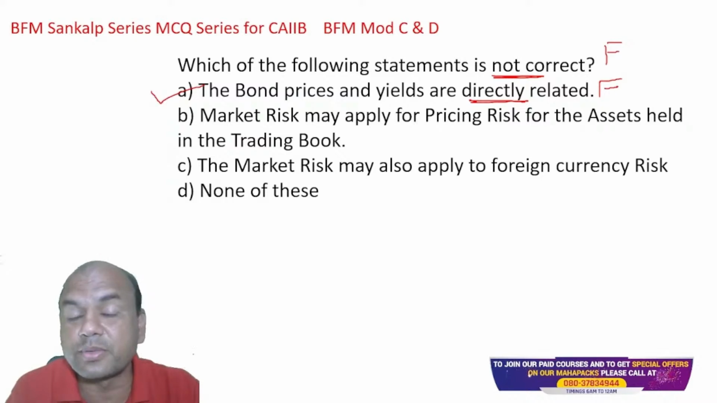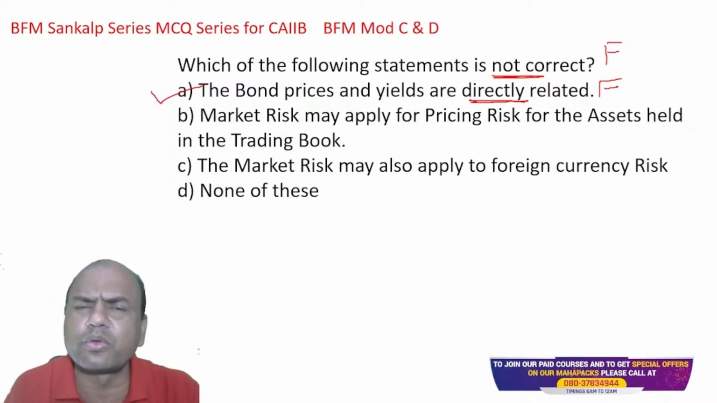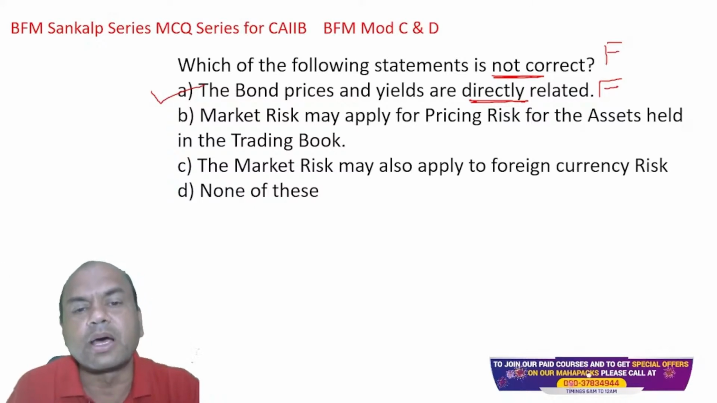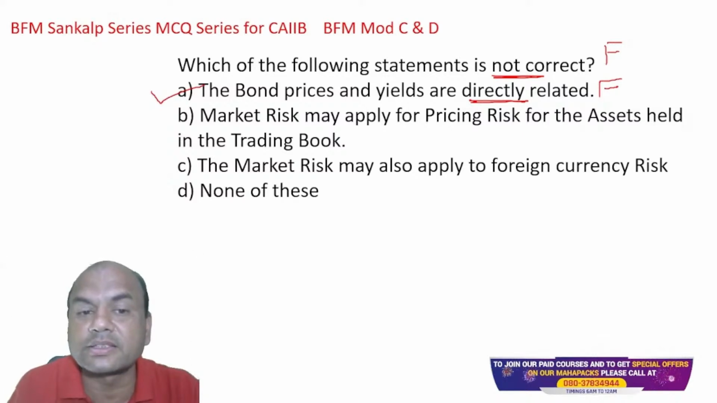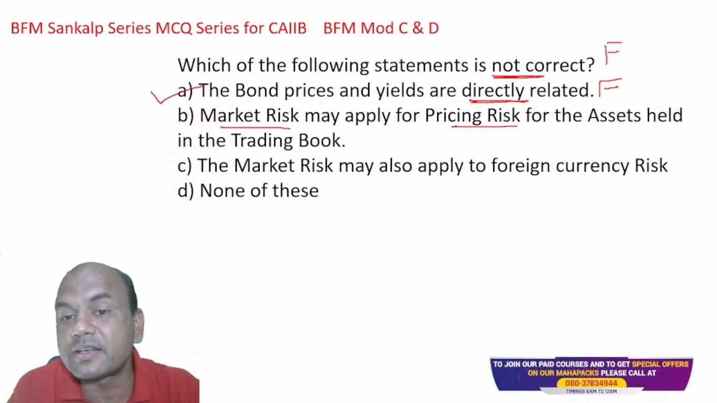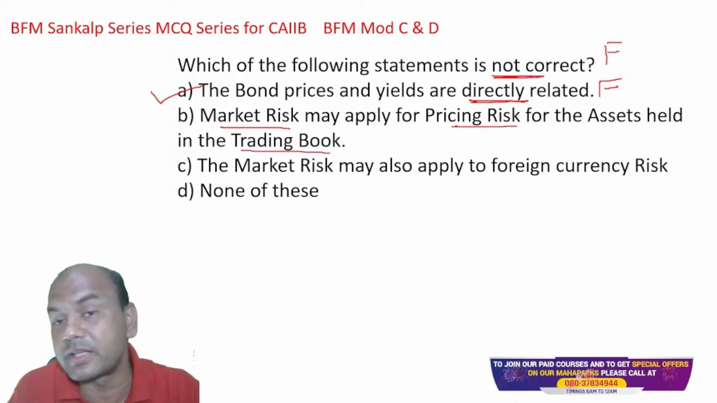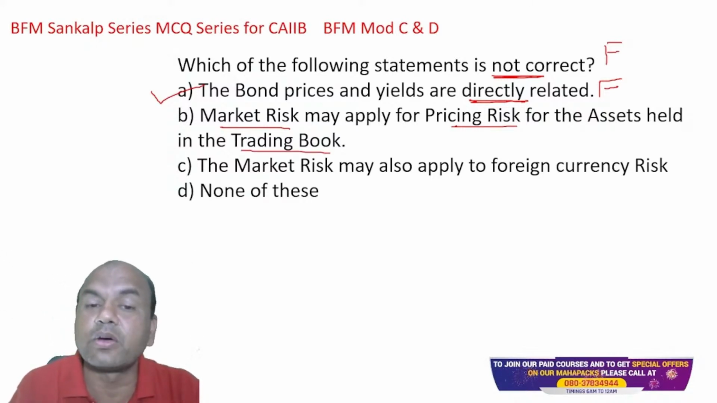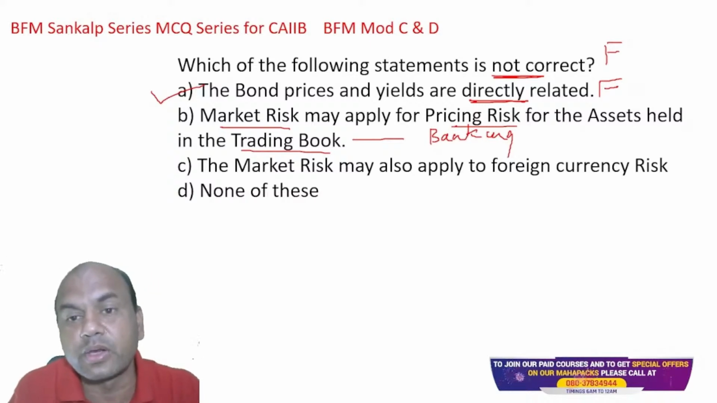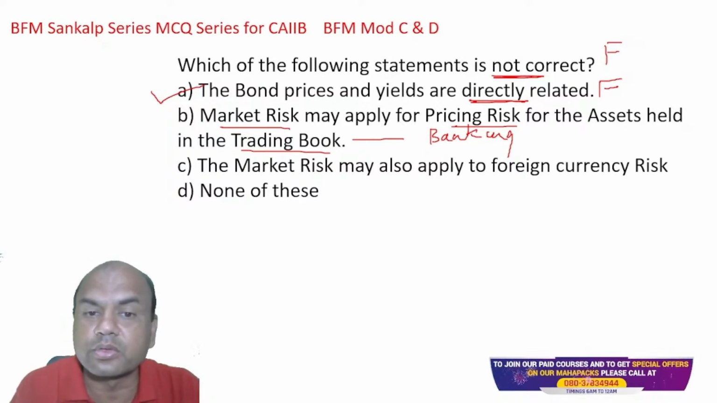But let's see the other one, because now we are in the study session. In the exam, don't waste your time. Immediately move on. Market risk may apply for pricing risk for the assets held in the trading book. So that is true. There are two books in the banking. Always remember, trading and the second book is what? Banking book. Here the assets or the bonds are held for up to the maturity. This is for statutory purposes, CRR, SLR, and the trading book is for proprietary purposes, meaning buying and selling, earning profit. So that is true. That's why this is not the answer.